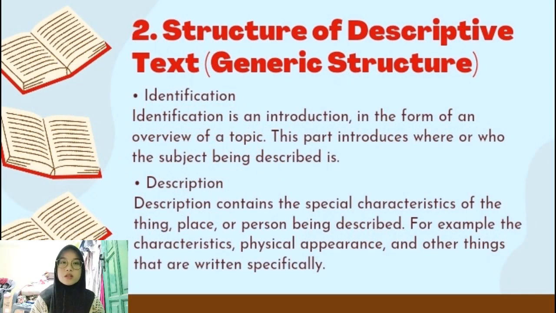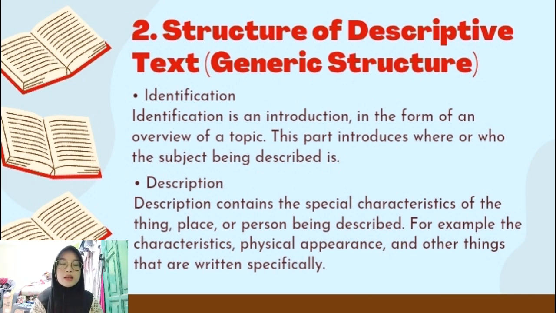Okay, the next is structure of descriptive text, or generic structure. The first one is identification. Identification is an introduction in the form of an overview of a topic. This part introduces where or who the subject being described is.